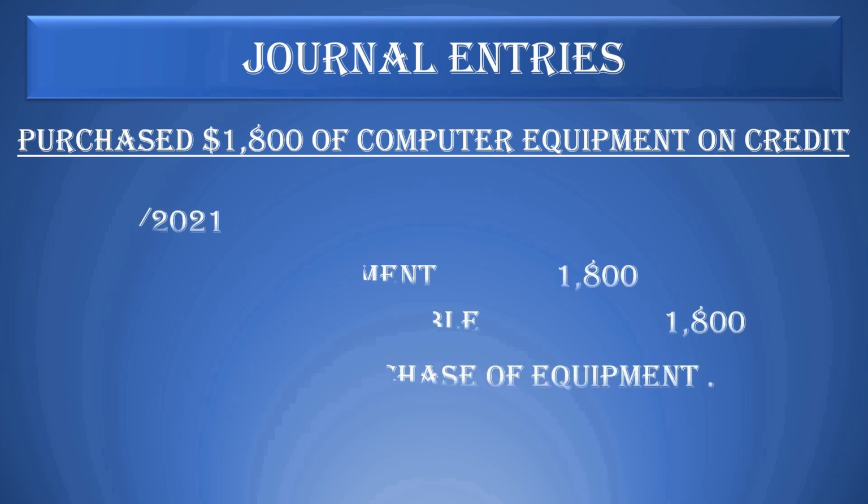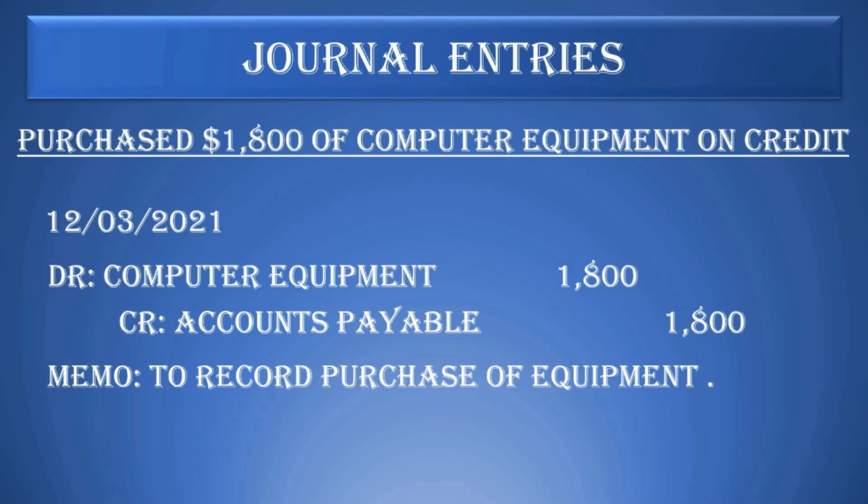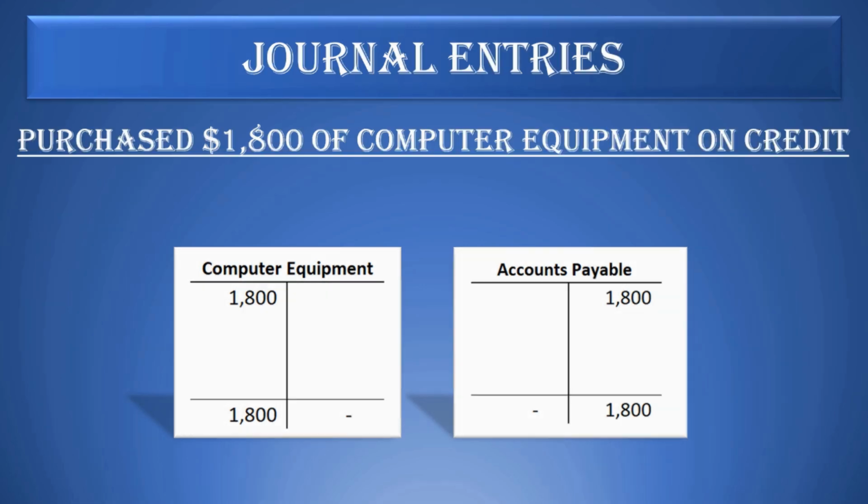To record this transaction, we'll debit computer equipment for $1,800, as increases in assets are recorded with a debit. And we'll credit accounts payable for $1,800, as increases in liabilities are recorded with a credit. Finally, we need to post this journal entry to respective T accounts. Let's move on to the next entry.